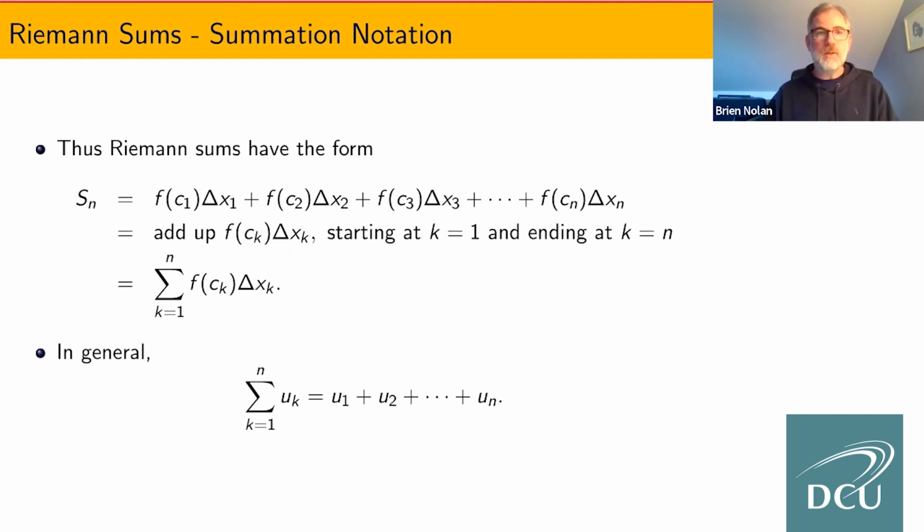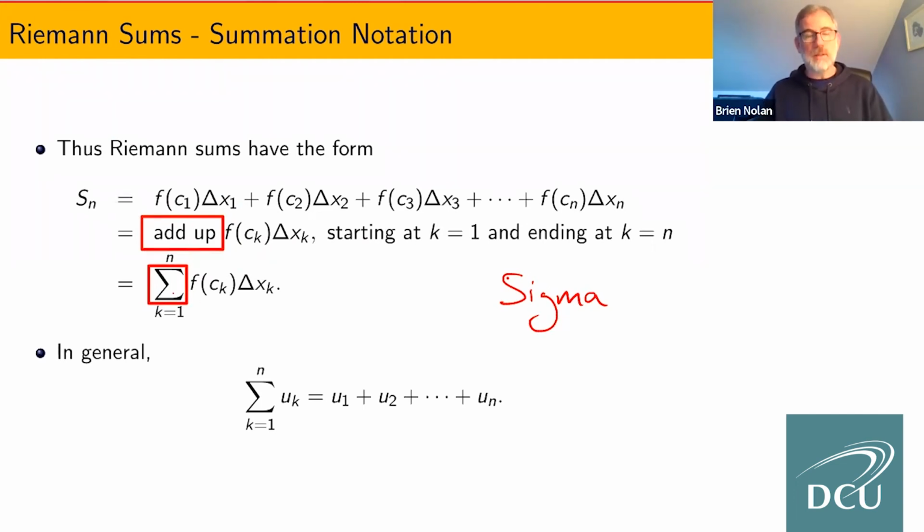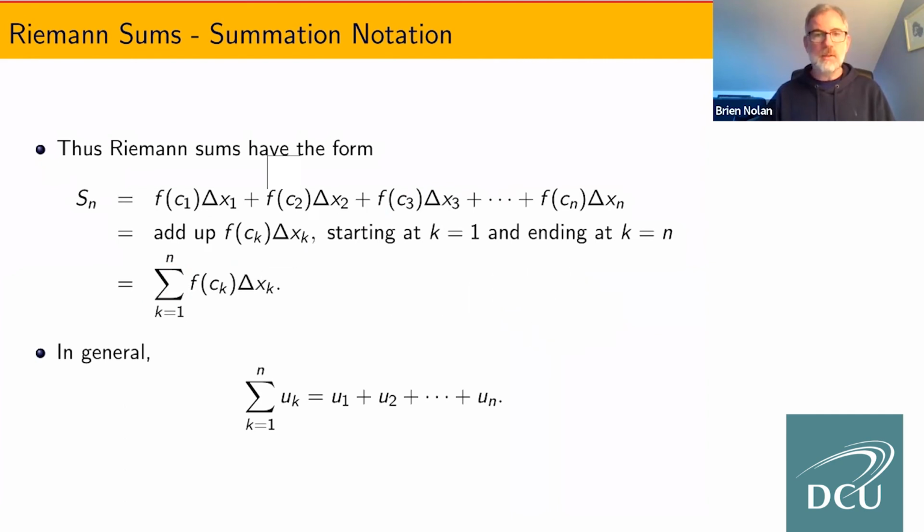So the words "add up" are translated into this symbol here. This is sigma, a Greek capital S, S for sum. So when you see the words add up, that corresponds to the symbol sigma. Or I should probably say that the other way around: when you see the symbol sigma, that says add up.